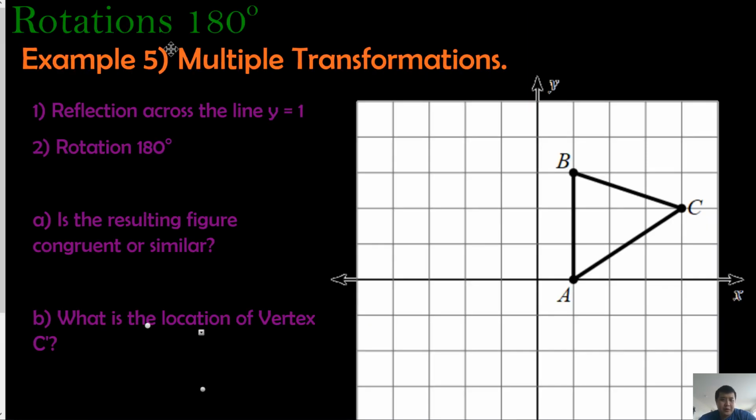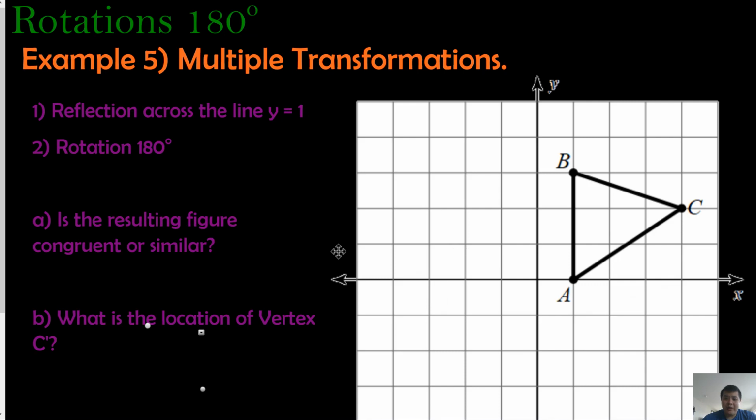Over here, we're going to do multiple transformations. Okay, this time we're going to reflect it across the line y equals 1. Okay, that is a line. And then we're going to rotate it 180 degrees. Go ahead and try this one out on your own.